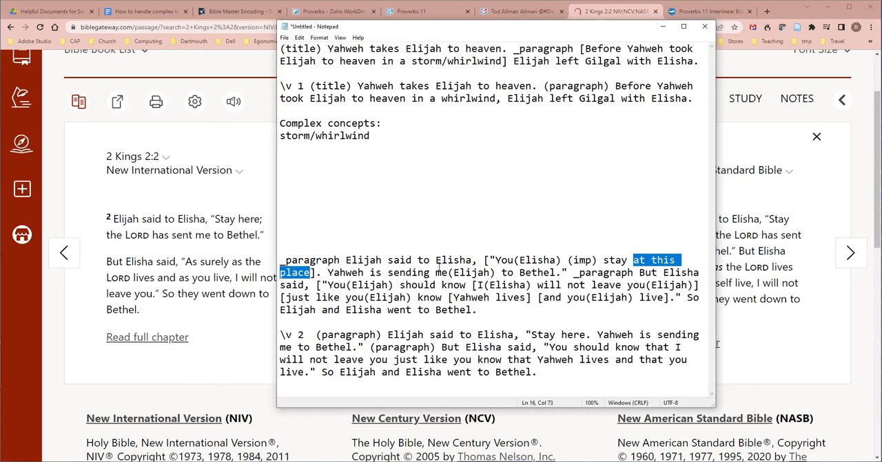Yahweh is sending me. So again, you know, this is a first-person marker, but we have to say who it is for the computer. It's Elijah to Bethel. And then we end with a period and a close quote.